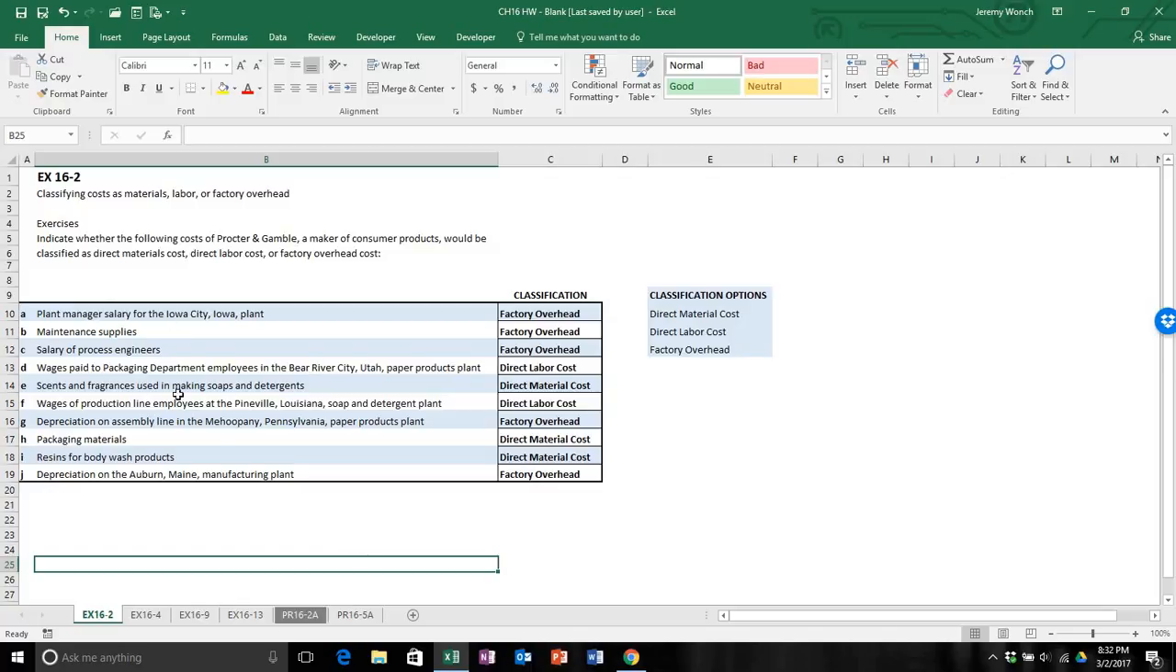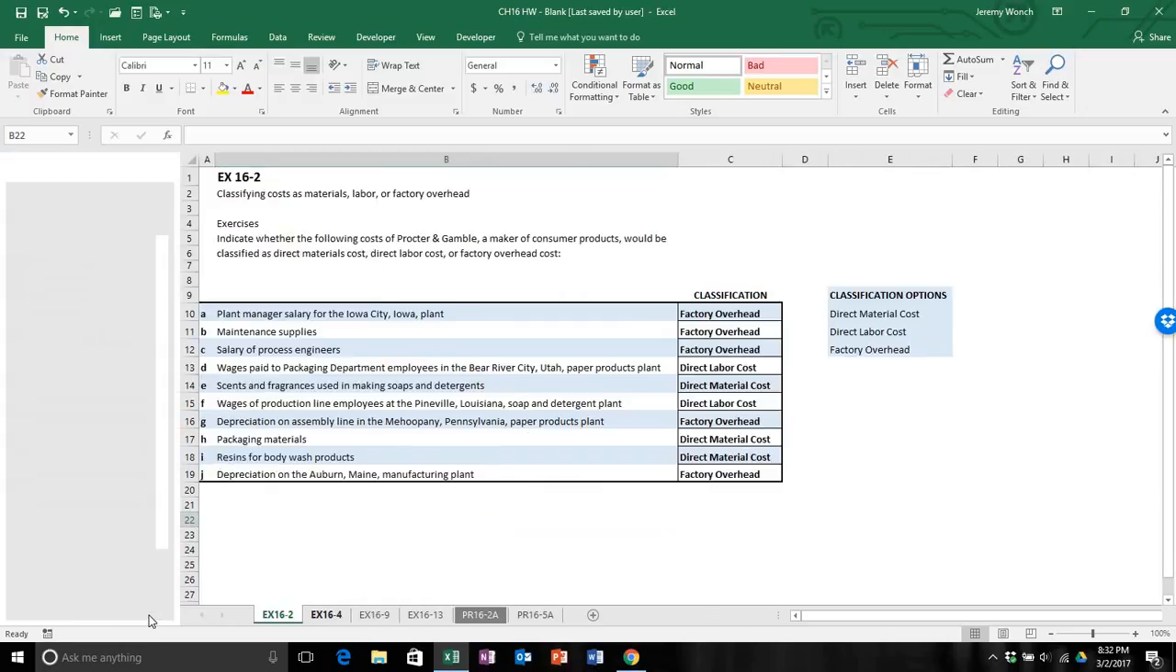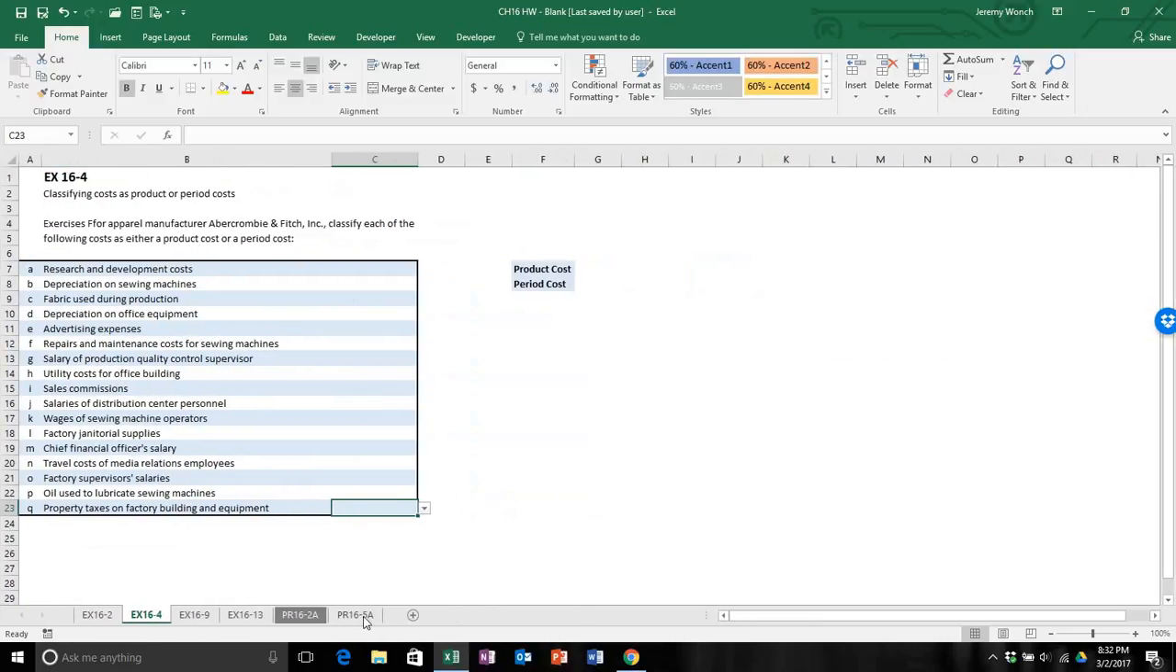Not the most exciting stuff, but it's really imperative that we understand what these terms are that we're going to be using throughout the chapter or throughout the class. So let's jump over to the next one. And so this is going to be example 16-4.